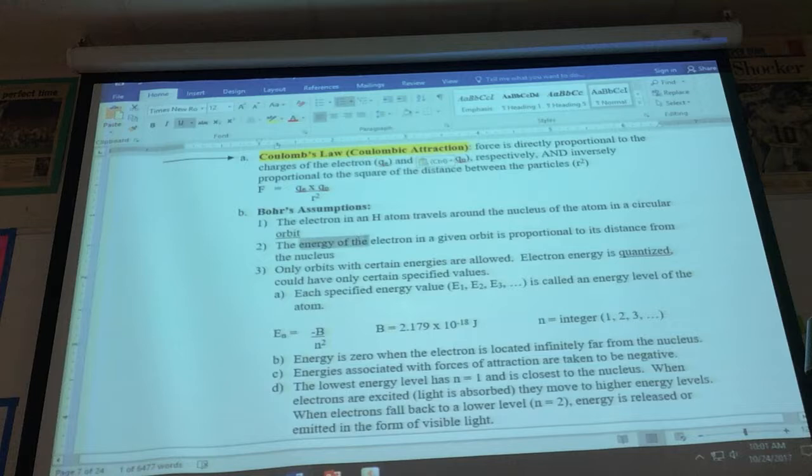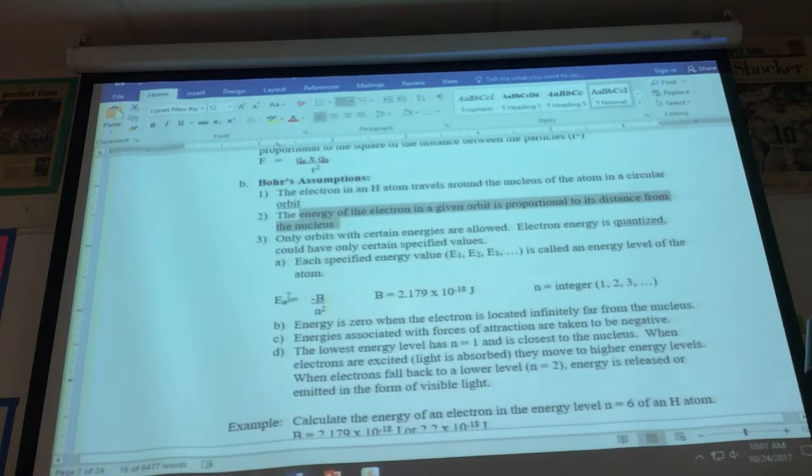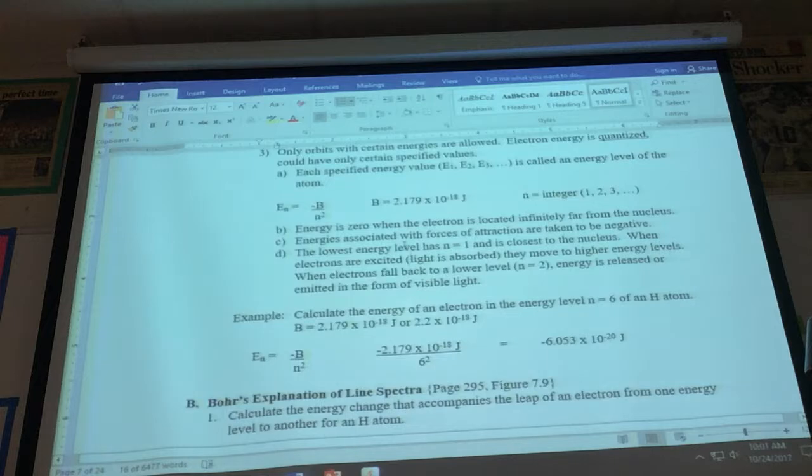He said the energy of an electron is proportional to its distance from the nucleus. You can calculate the energy of an electron. We're not going to do it. He said that electron energy is quantized. You could calculate those values. When the electron is far from the nucleus, very far, the energy is 0. The lowest energy level has an N of 1. The highest energy level is going to have an N of 7.